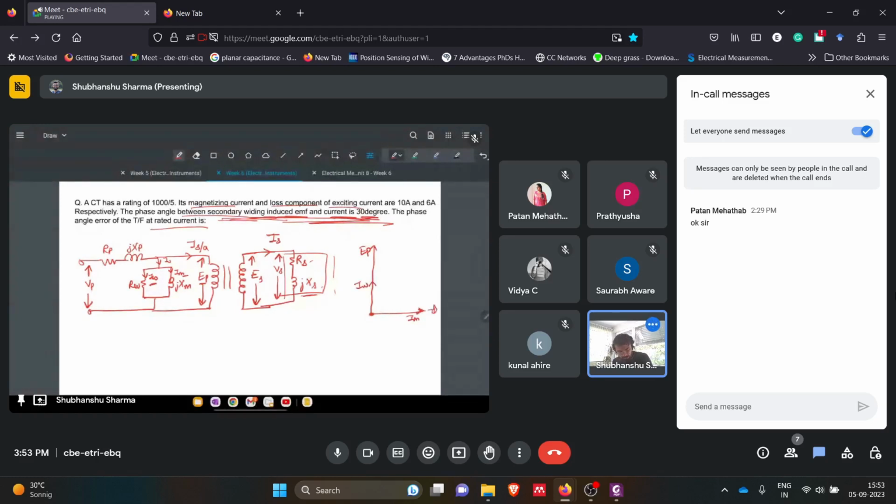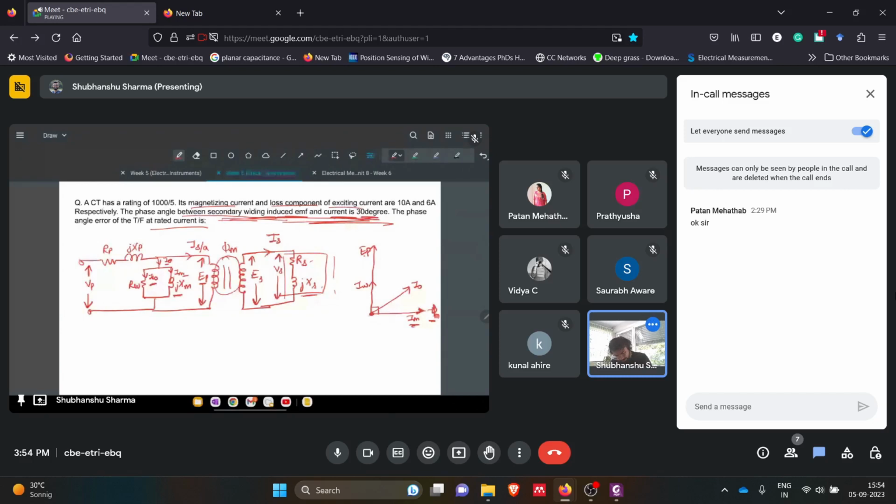So this was the flow of flux in this core, phi m. This is the flow in which IM will be in phase with that flux. It will be lagging this EP by 90 degrees because this is purely inductive in nature. This much we just discussed. This is I naught, the loss current.